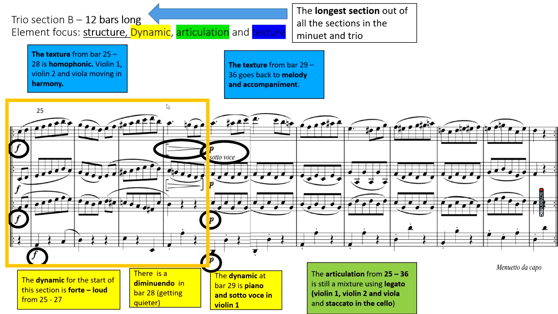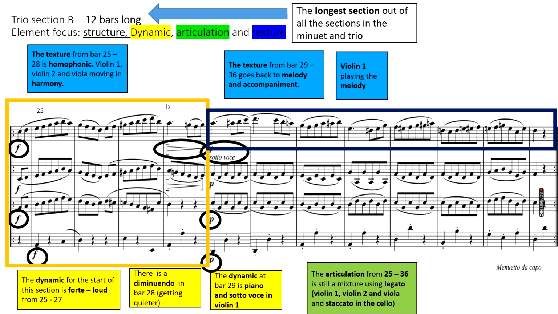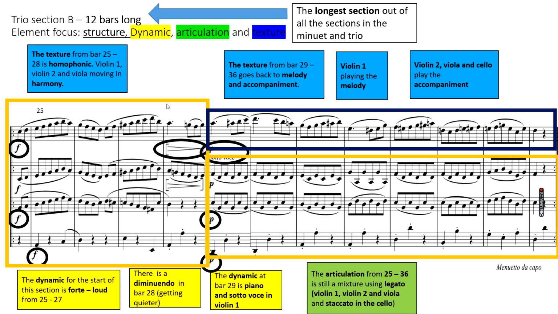When we get to bars 29 all the way to 36, Mozart has gone back to a melody and accompaniment texture. So violin 1 plays the melody, which I've just outlined there in a box, and violin 2, viola and cello play the accompaniment, which is just there.